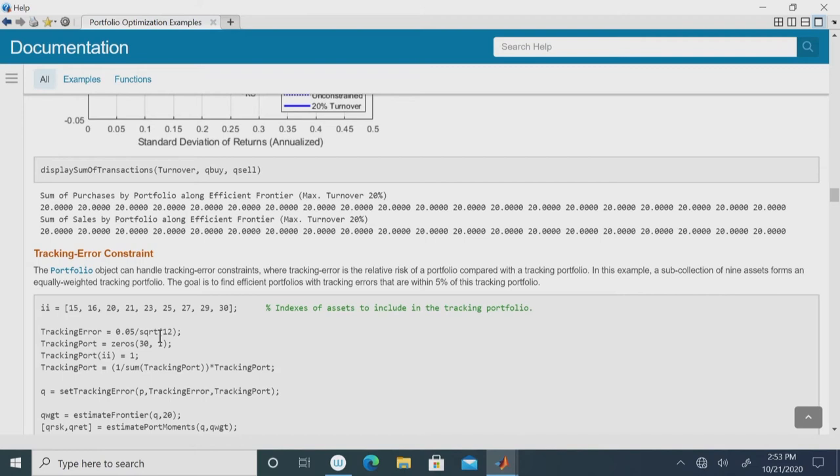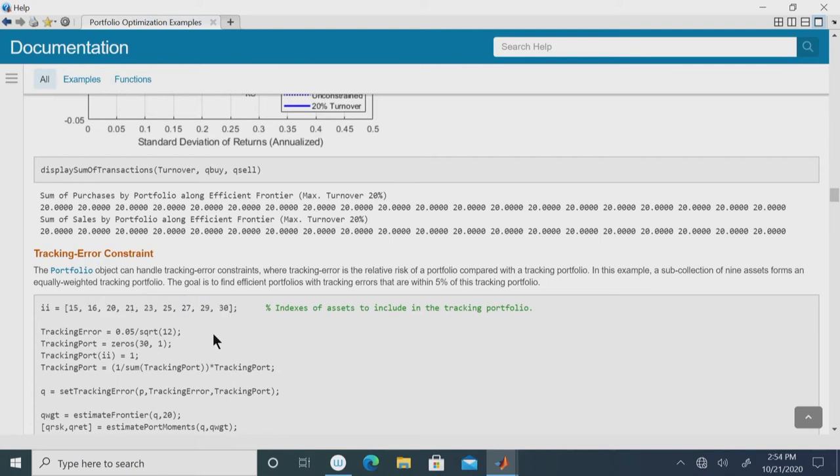So, that means that while the main portfolio has a larger number of assets for inclusion, the tracking portfolio will have a subset of those assets, and the tracking error is then set to 0.05 or 5% divided by the square root of 12 for the monthly tracking, and the tracking portfolio here is set to be zeros of 31. So, what you do here is the following: the tracking portfolio here initially is set to have weights all 0. And then you assign the weight of 1 to those components of the tracking portfolio which are there for inclusion.